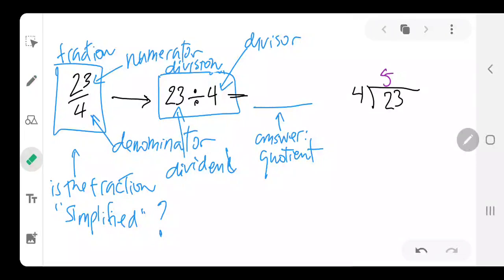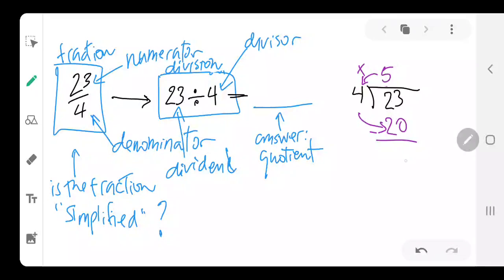The first part of the answer is a number that we multiply times your divisor, and we put the result underneath. Now, if we go one more number up from the 5, 4 times 6 gives us 24, and that's too large. So you want to see what is the largest number you can multiply 4 times that will not go above 23, and that number is 5. So 5 times 4 is 20, and then you subtract.